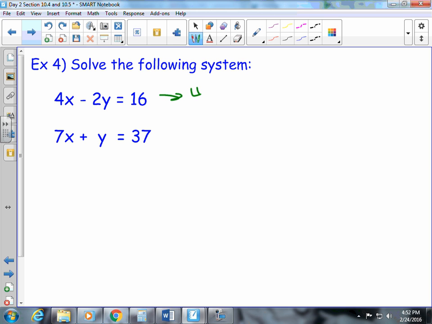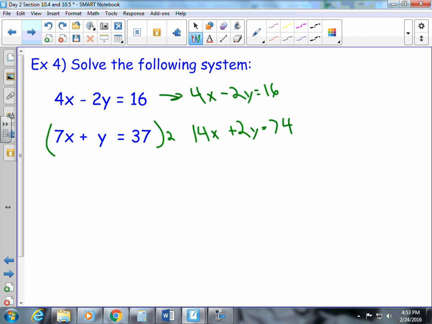So I got 4x minus 2y is equal to 16. If I multiply everything by 2, I end up with 14x plus 2y is equal to 74.